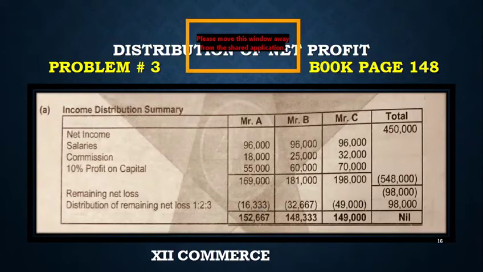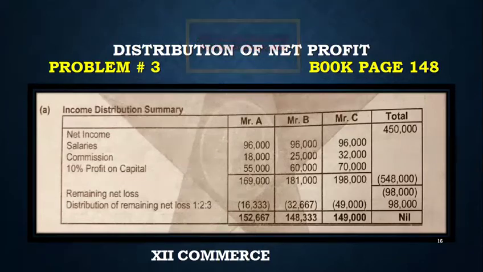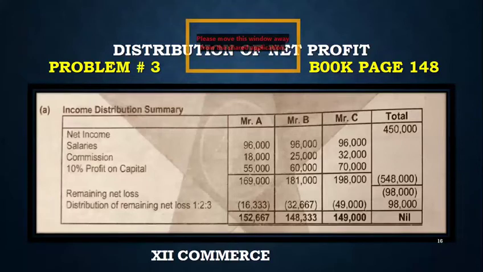98,000 multiplied by 1 divided by 6, because the sum of ratios is 6. Hope you all are capable enough, because I have done this with you in the previous chapter of partnership formation, how we are applying the ratios. So 98,000 multiplied by 1 divided by 6 for capital Mr. A, remaining loss. Then 98,000 multiplied by 2 divided by 6, and then 98,000 multiplied by 3 divided by 6. You will get these values. Kindly solve with me. I am going slow and smoothly just for you people.